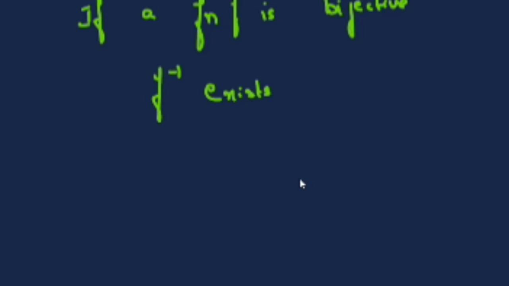What do you mean by inverse? If you multiply 4, its inverse is 1 by 4. So when you multiply, what do you get? 1, the identity. Suppose I take 5, its inverse is 1 by 5. When I multiply, I will get 1.